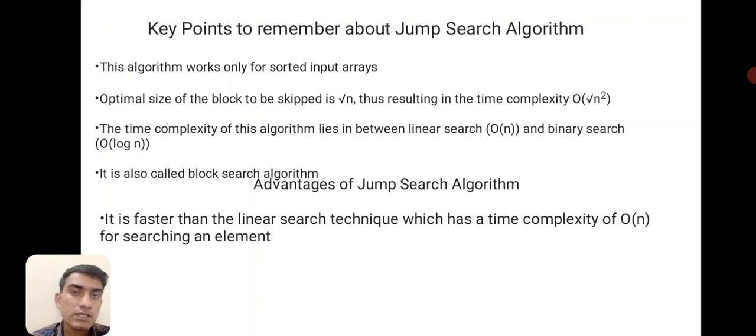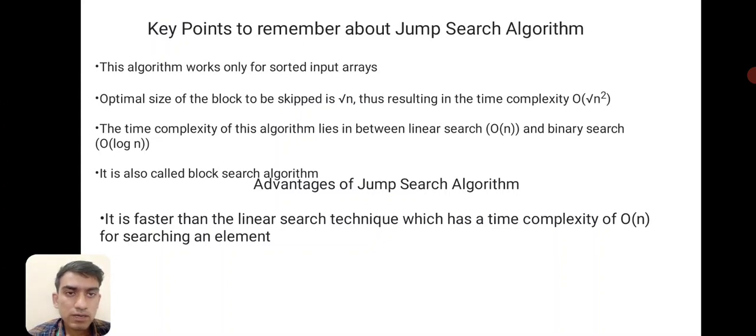So there are some key points which we should remember in jump search. This algorithm works only for sorted array inputs, or we have to sort the array first, then this algorithm will work. And the optimal size of the block to be skipped is root n, thus resulting in time complexity O(root n). The time complexity of this algorithm lies between linear search and binary search, which are O(n) and O(log n). It is also called block search algorithm.